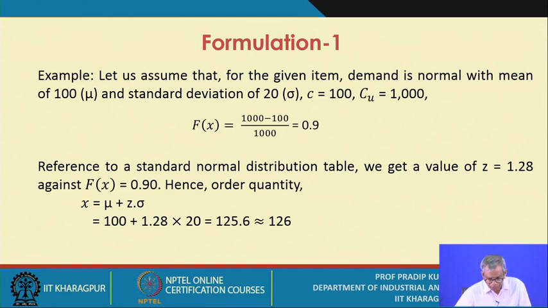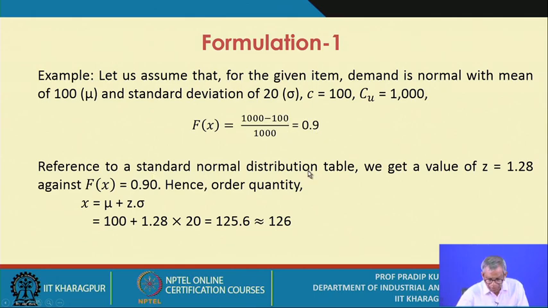Let us assume that for the given item, demand is normal with mean of 100, that is the notation mu, and the standard deviation of 20, and the notation of standard deviation is sigma. Co equals 100 and Cu is 1000. So what is capital F(x)? It is (1000 minus 100) by 1000, that is 0.9. Okay, we have already derived this expression.